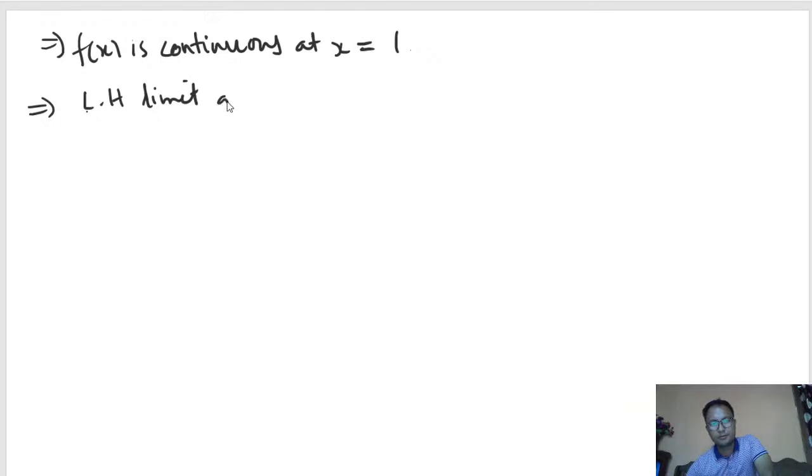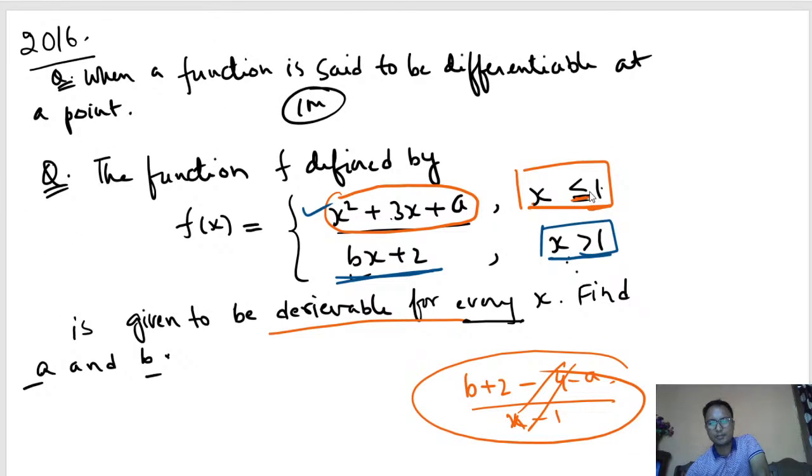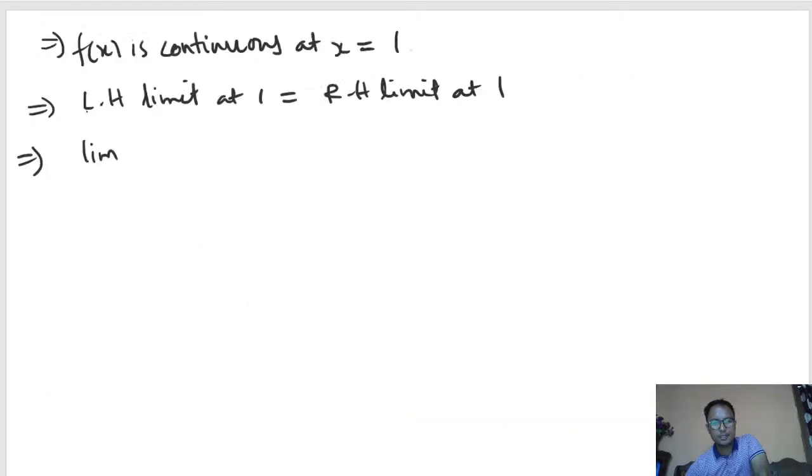To the right hand limit at 1. So what is the left hand limit of the function at x equal to 1? For x less than or equal to 1, the function value is x square plus 3x plus a. Put x equal to 1.